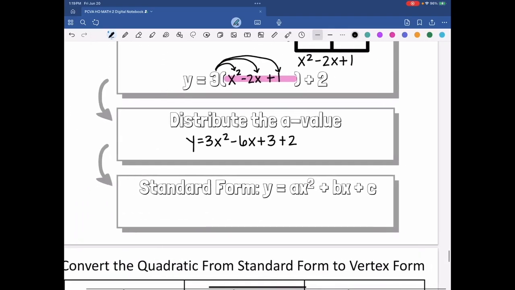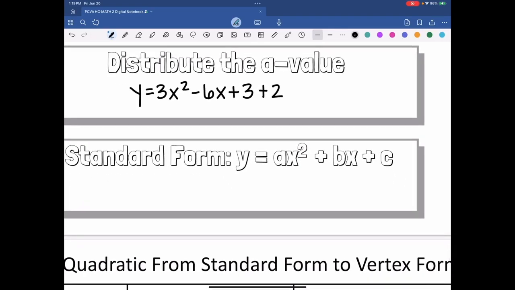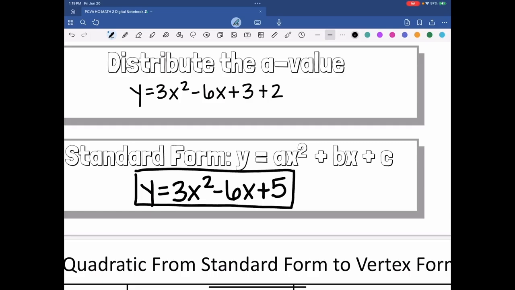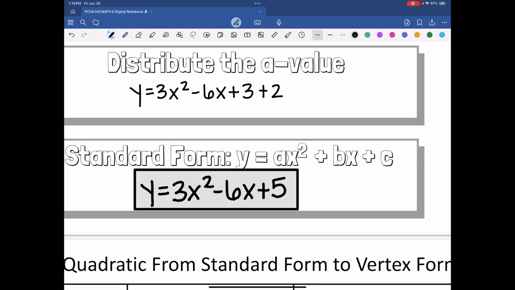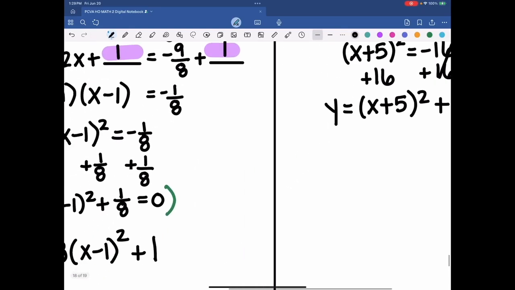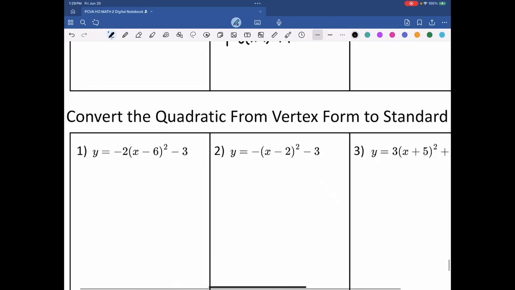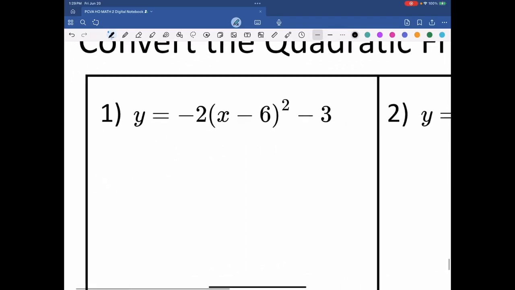And then finally, our last step is we're just going to combine those like terms, and that gives us a final quadratic of 3x squared minus 6x plus 5 in standard form. So again, the vertex form and the standard form are the same quadratic, they're just in two different formats. All right, so now we're going to do some practice on taking vertex form and putting it back into standard form, which is simply us multiplying it out.